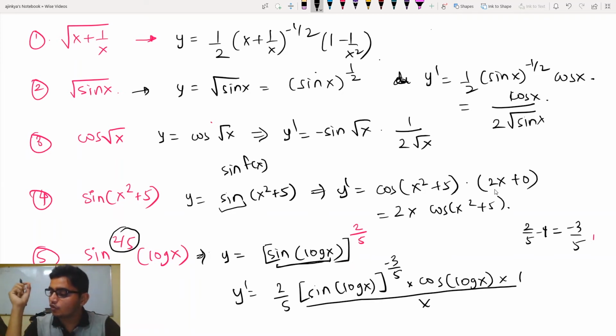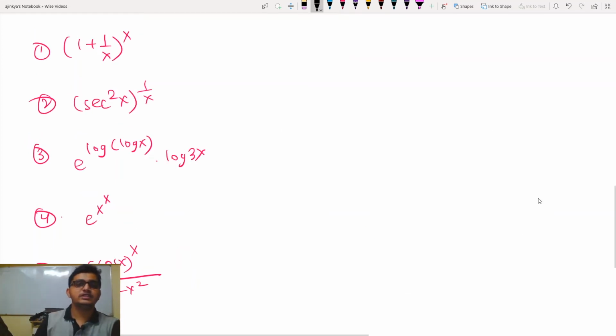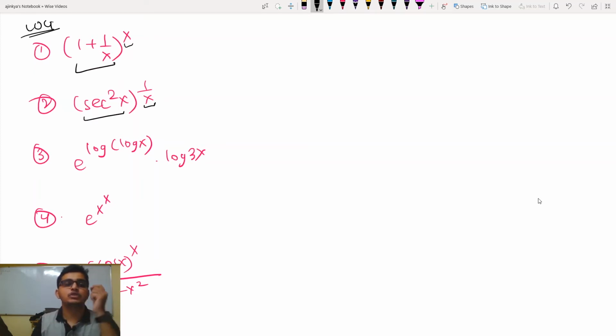Now we have seen a few examples like these from the Maharashtra State Board 2.2 exercise. Now we'll go on to see the different examples of logarithmic differentiation, which we have seen in the last video. We have to solve all these examples by using log, and it's pretty clear that these are functions where it is function raised to function. So here we have 1 plus 1 upon x raised to x.